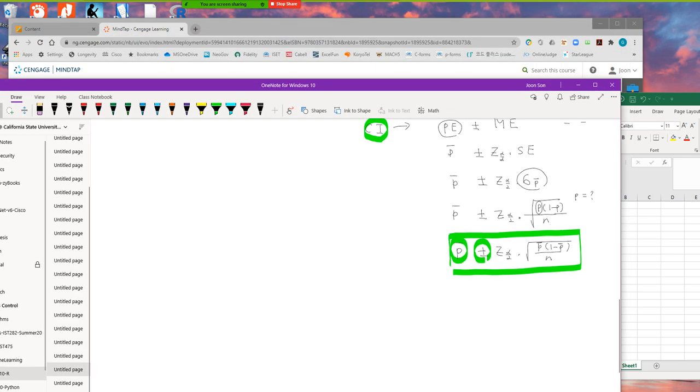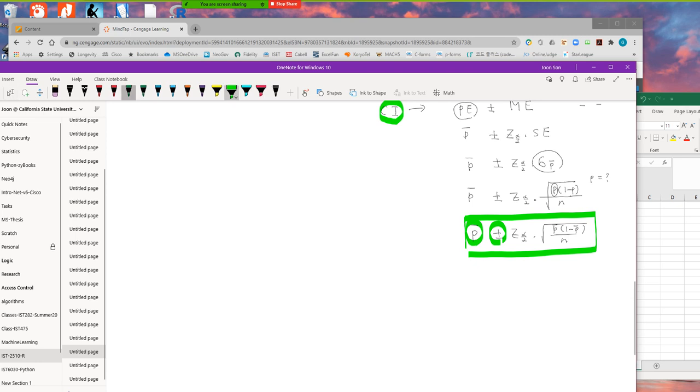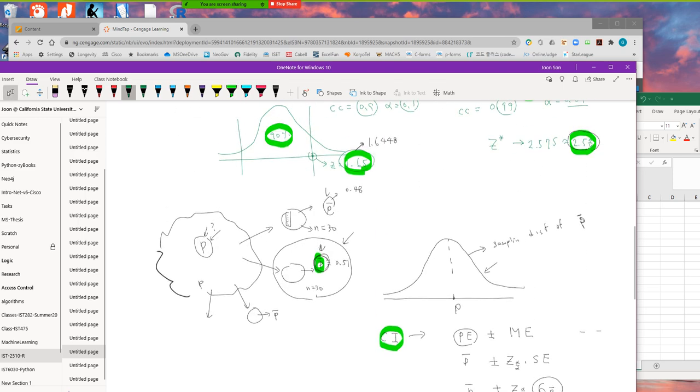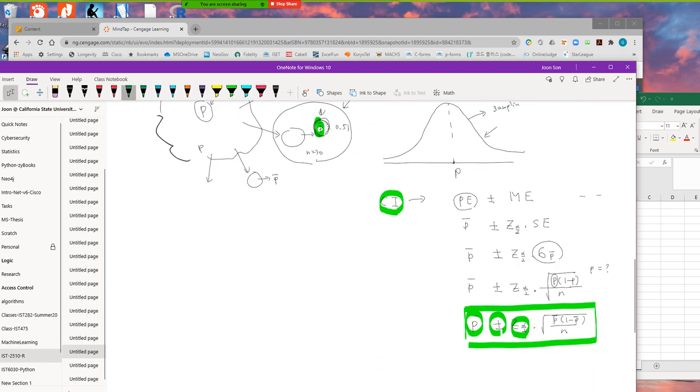By the way, this is the z value. For 95%, you're using 1.9599, and for the 90% confidence level, you use 1.6448, which is about 1.65, and for 99%, your z value is 2.575. So that's your z value.